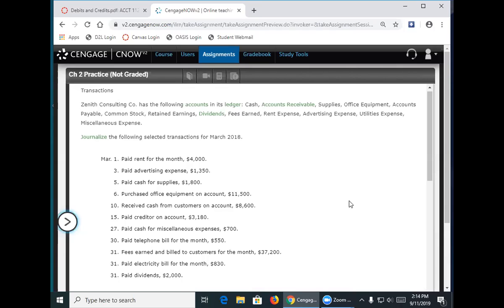So as far as what you learned in chapter 1 about accounts and increasing and decreasing when you're analyzing transactions, all of that stays the same. But now instead of just saying cash increased and common stock increased, you want to say cash was debited because it was increased and common stock was credited. Okay?